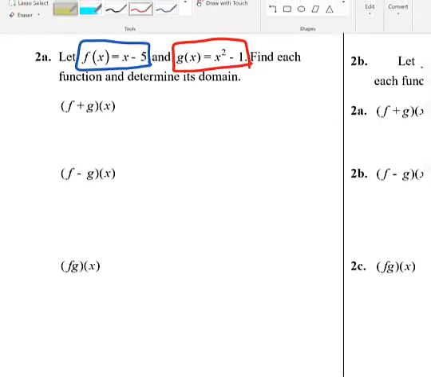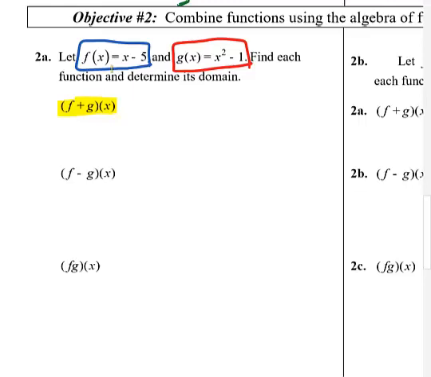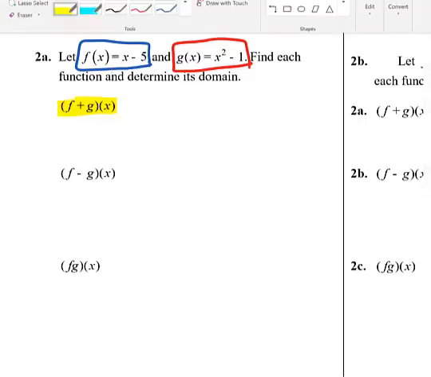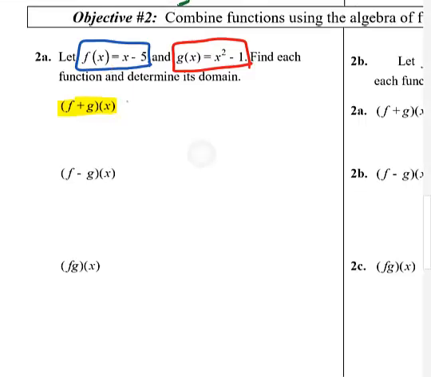The first thing they want us to do is find out what f plus g of x is, which looks complicated, but all you're really doing is, I can rewrite it as, that means I want to take f of x, and I want to add g of x. That's it. So it's very simple. I'm going to write f of x, put a plus sign, and then write g of x.